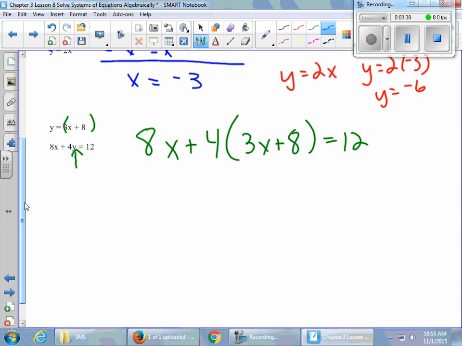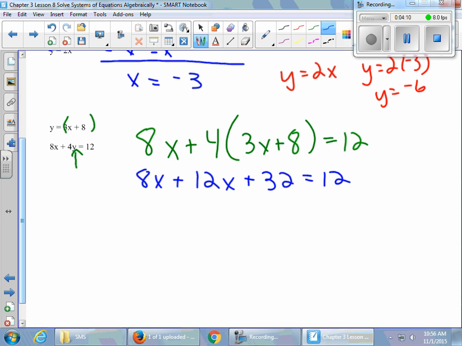Okay, now we're getting back to some stuff in chapter 2 with equations. Once again, we need order of operations, starting with the parentheses. First look inside: we have 3x plus 8. We can't do anything inside yet, but we do have that 4 sitting on the outside. That means we're multiplying everything inside the parentheses by 4. So here we have 8x plus 4 times 3x gives us our 12x, plus positive 4 times a positive 8 gives us a positive 32, equals our 12.